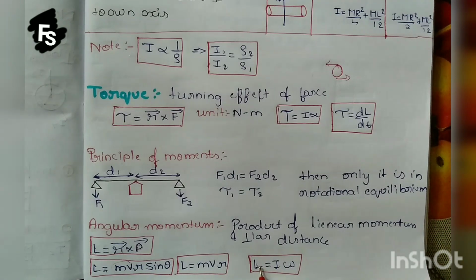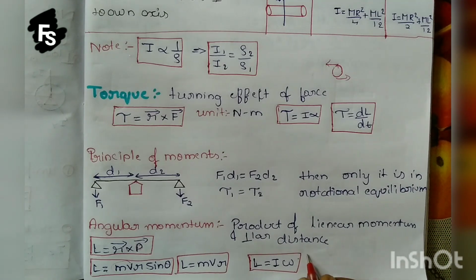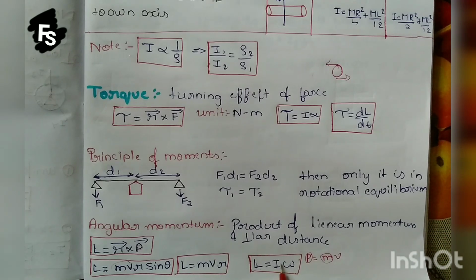Another formula for angular momentum is L is equal to moment of inertia into angular velocity, I into omega. This is like linear momentum, which is equal to m into v. Here, in case of P, we have L. In case of mass, moment of inertia. In case of velocity, angular velocity.